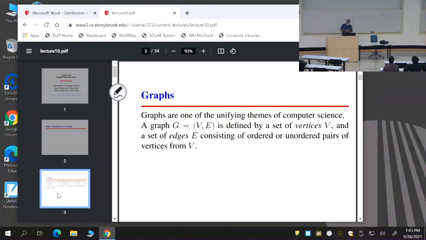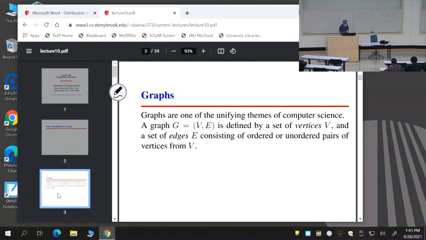Let's now change gears a little bit and start talking about graphs. What are graphs? For the next three weeks or so, I want us to talk about graph algorithms. Graphs are kind of one of the great unifying ideas of computer science.